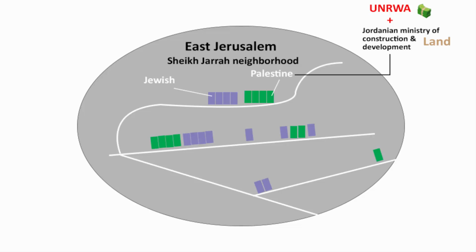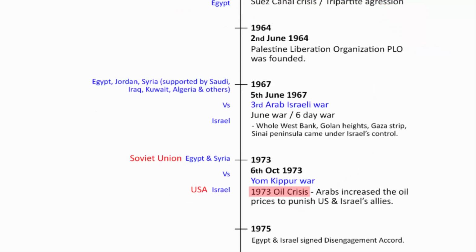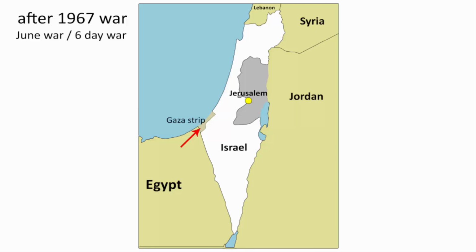Now this process got interrupted in 1967 when the Third Arab-Israeli War took place, which is also known as the June War or 6-Day War. And as we all know, in 6 days, Israel dominated the war and acquired the whole of West Bank territory from Jordan, Golan Heights from Syria, Sinai Peninsula and Gaza Strip from Egypt.